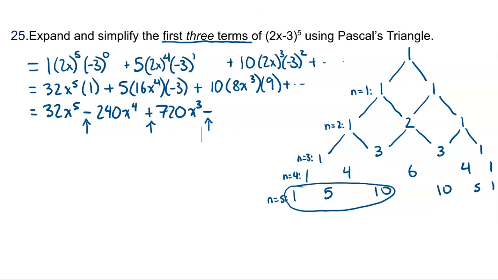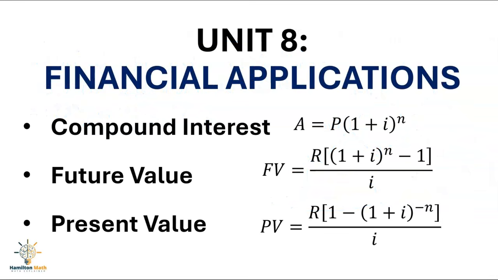So it doesn't end up being 1, 5, and 10 at the end, but that factors into giving us those final numbers once we've simplified everything out. Unit 8 is all about financial applications, specifically compound interest and annuities.